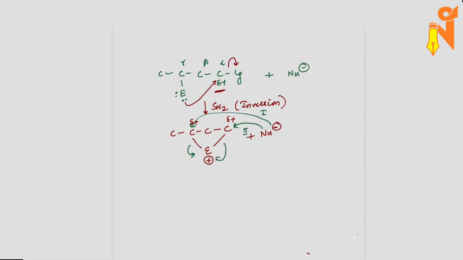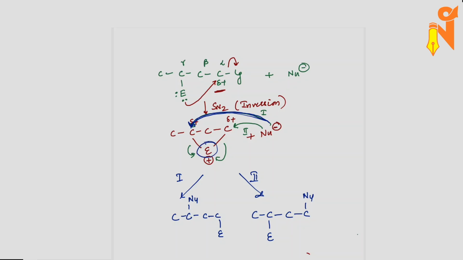So two types of products are possible. If I go by pathway 1, that is attacking on the carbon which is a little far off, having the extra branch, then this will form like this. And if the attack happens according to path 2, in that case this molecule will look like this. And in this case, again, what is happening? The attack is happening from the opposite side from where this E element is present. So again, one more time, an SN2 is happening from the external source, and one more inversion is happening.